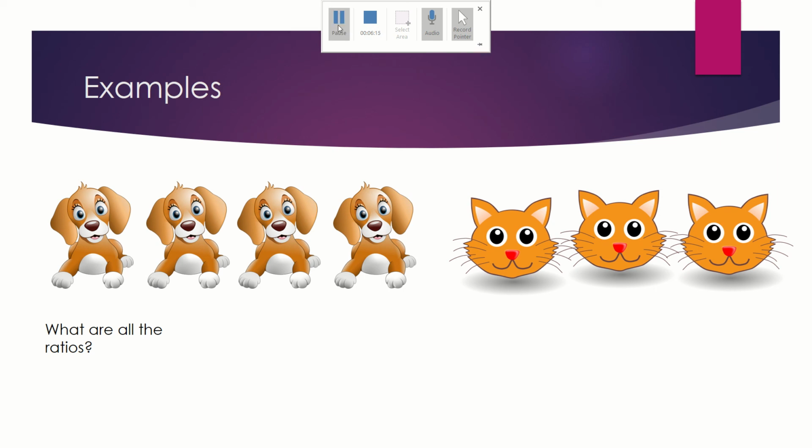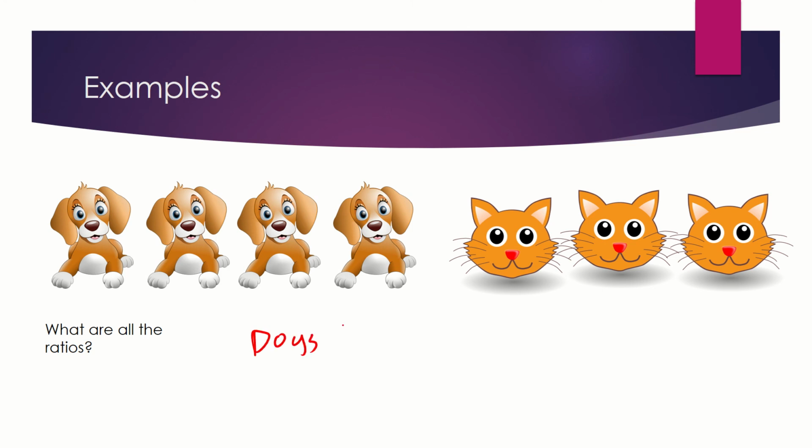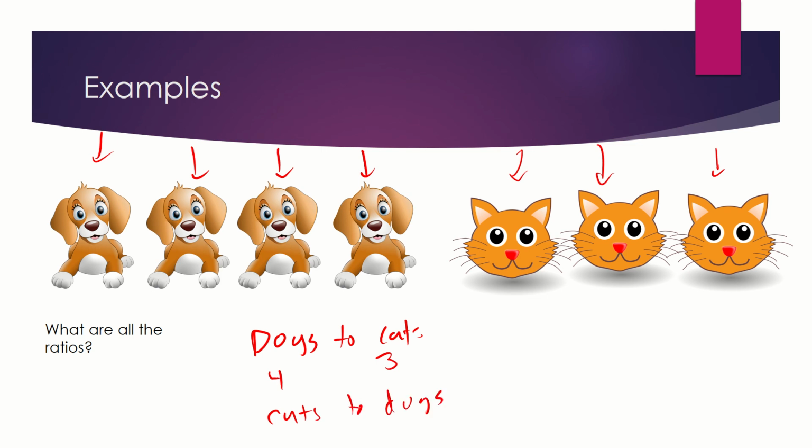All right, so now that we've done that, what we're going to do is write the different types of ratios. So the first one I'm going to do is an easy one. I'm going to write dogs to cats. So what I'm going to do is count now. 1, 2, 3, 4. So I got 4 dogs to 1, 2, 3 cats. Okay, that's one ratio. Obviously, the other one now is going to be cats to dogs, which we know is going to be 3 to 4.